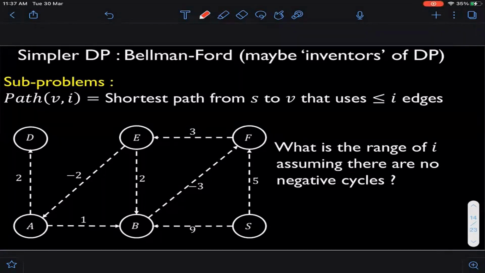Max can be in a line graph. No, not a line graph, even in a normal graph there is a path. Okay, so some people are saying that the answer should be mod of V minus 1, or let's say n minus 1. So why can we claim that the length is n minus 1?